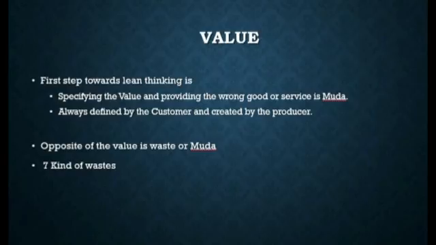The first principle is value. Value is always defined by the customer's need for a specific product. It could be goods or services or both simultaneously, which fulfills the customer's requirements at a specific price and time. And the producer is the one who creates the value. So the first step towards lean thinking is specifying the value, and providing the wrong good or service is muda. Muda is the Japanese word which means waste.